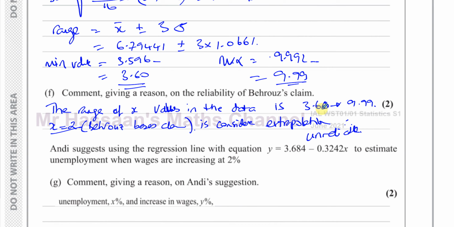Something like that should be fine, except with better handwriting than mine. Sorry about that. Let me just move this table. So therefore we can say unreliable. That's how we can answer part F.